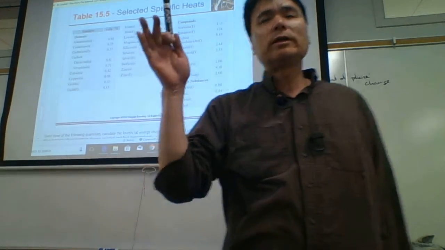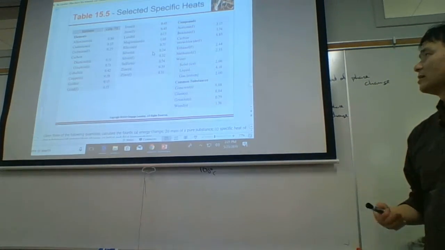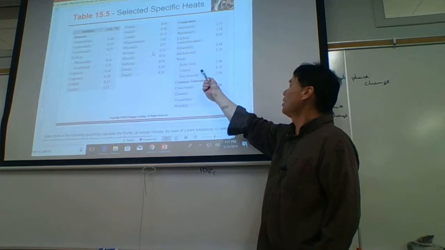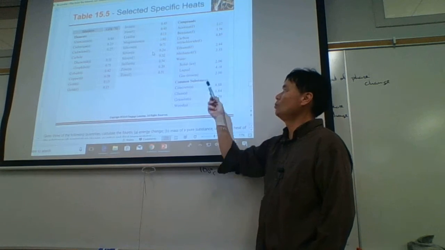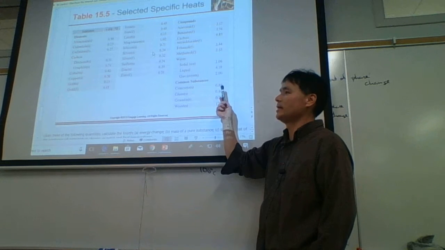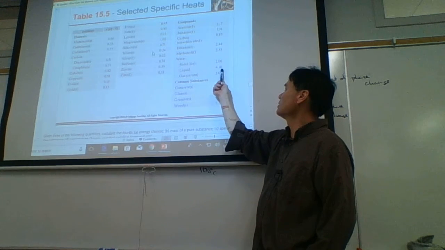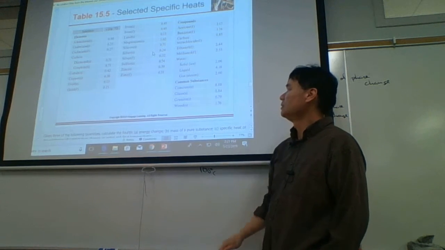And so the way you read a joule per gram degree C is like this. Liquid water takes 4.18 joules of energy to heat 1 gram of water by 1 degree C. So it takes a lot of energy to warm up.